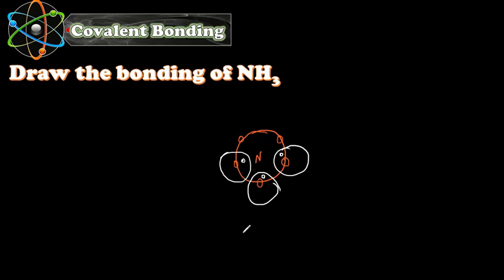Now look here, 1, 2, 3, 4, 5, 6, 7, 8. The nitrogen has 8 electrons, and every atom of hydrogen has 2 electrons, 2 electrons, 2 electrons. So now everyone has a full valence shell. So my drawing is correct.